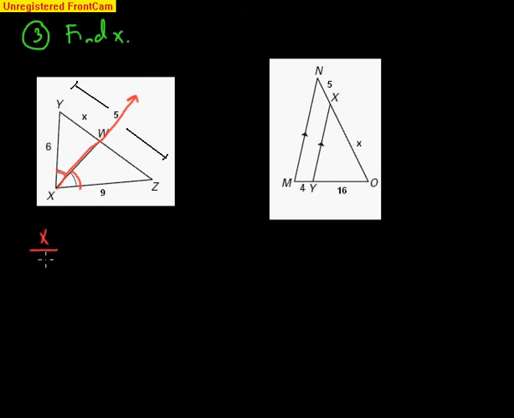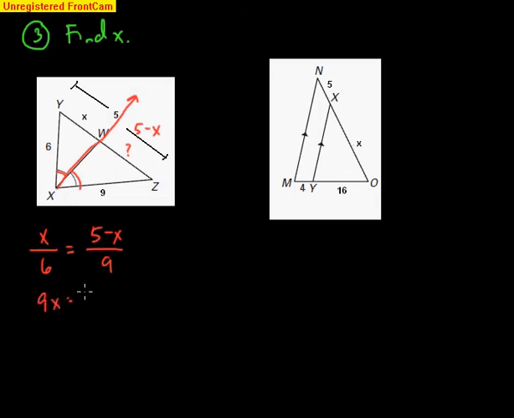So x over 6 equals, now I'm missing this. I need this part right here. Okay, I don't know what that is. Well, the whole thing is 5. This part's x. Why don't we just call that 5 minus x? 5 minus x over 9. And there's our proportion in which we cross multiply.